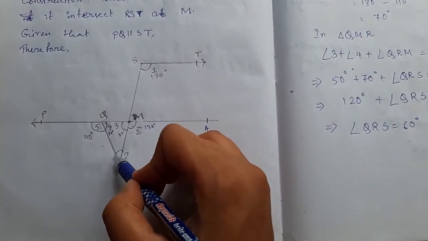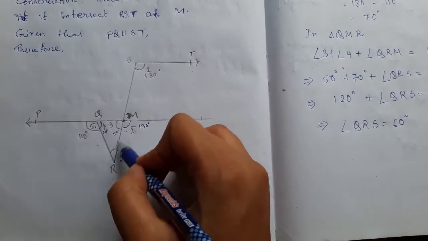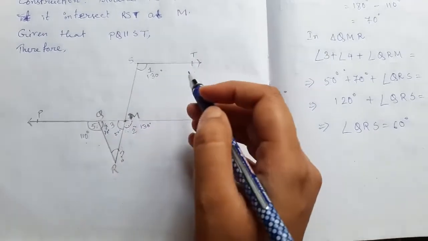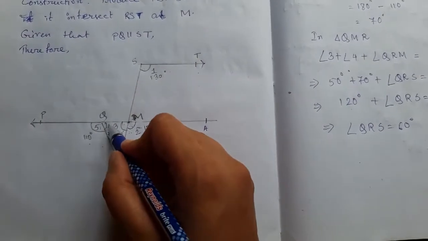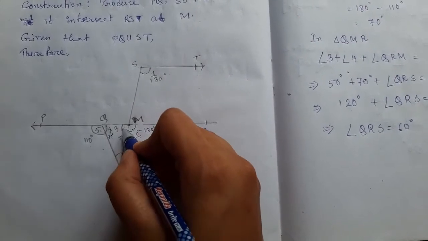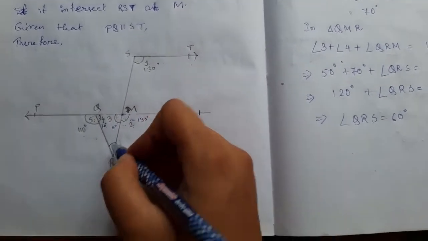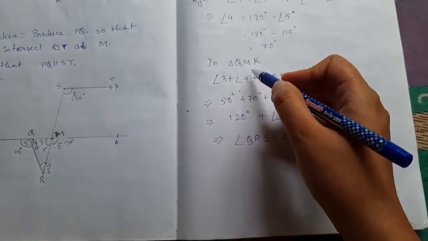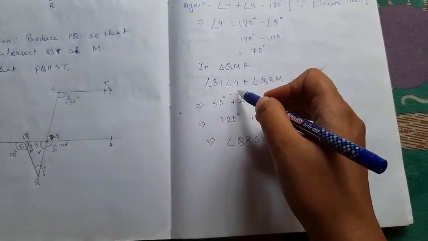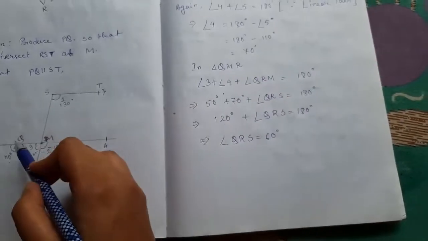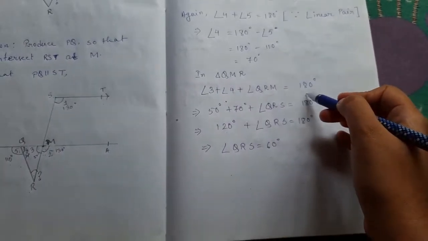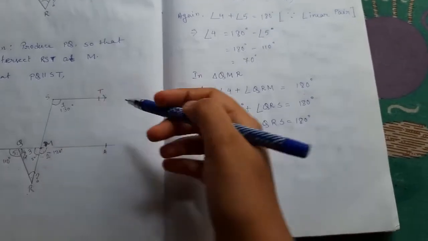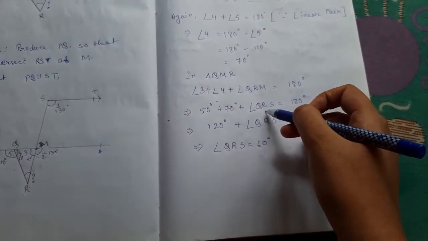I have to find this angle, R. So this is a triangle, and you know that the sum of interior angles of a triangle is 180 degree. So angle 4 plus angle 3 plus angle R is equal to 180 degree. I have written in triangle QMR, angle 3 plus angle 4 plus QRM is equal to 180 degree. This QRM and QRS are the same, so in the next line, in place of QRM, I have written QRS.